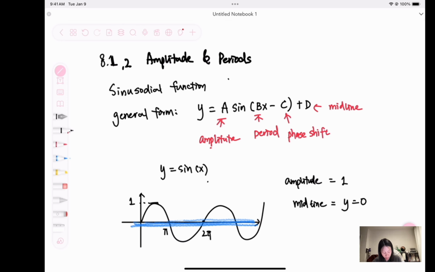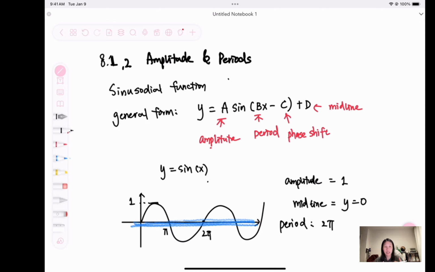And then we also have the period. The period means how often the function repeats. It repeats every 2 pi, so the period is equal to 2 pi. And there's no shifting right now, so the phase shift is 0. So that's the simplest sine function.